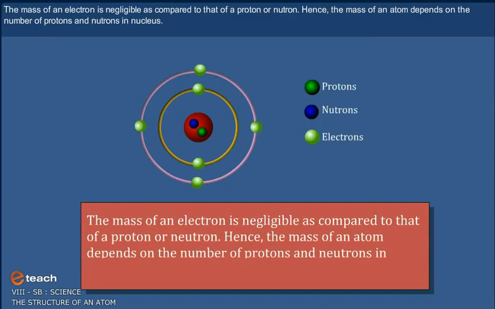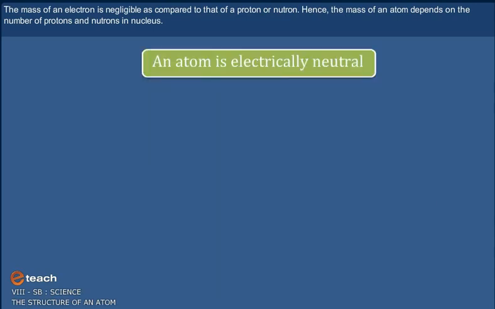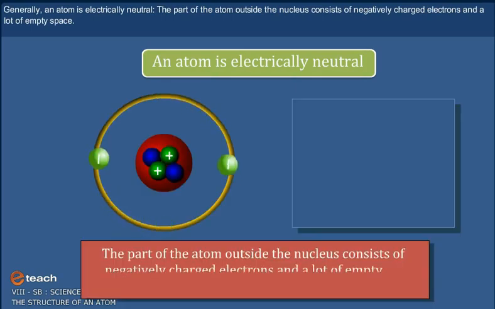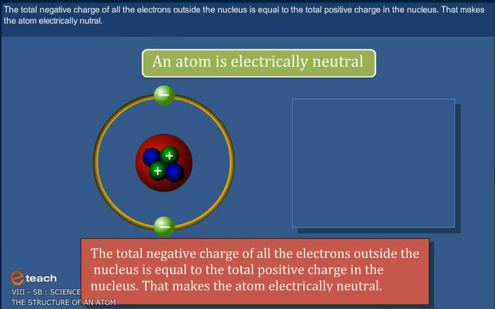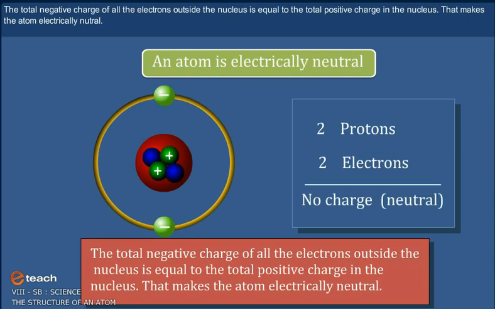The mass of an electron is negligible as compared to that of a proton or neutron. Hence, the mass of an atom depends upon the number of protons and neutrons in the nucleus. Generally, an atom is electrically neutral. The part of the atom outside the nucleus consists of negatively charged electrons and a lot of empty space. The total negative charge of all electrons outside the nucleus is equal to the positive charge in the nucleus. That makes the atom electrically neutral.